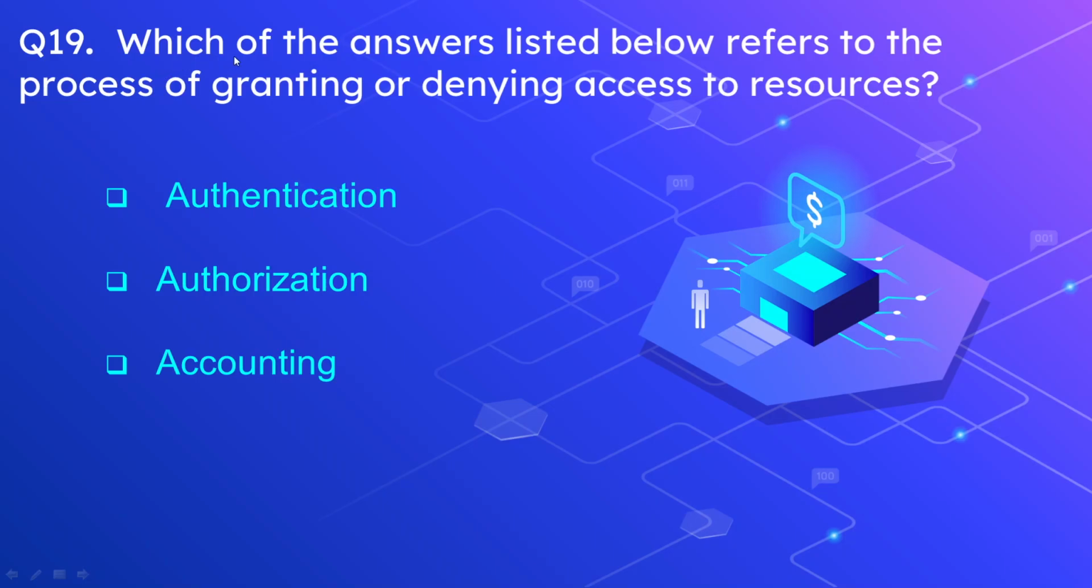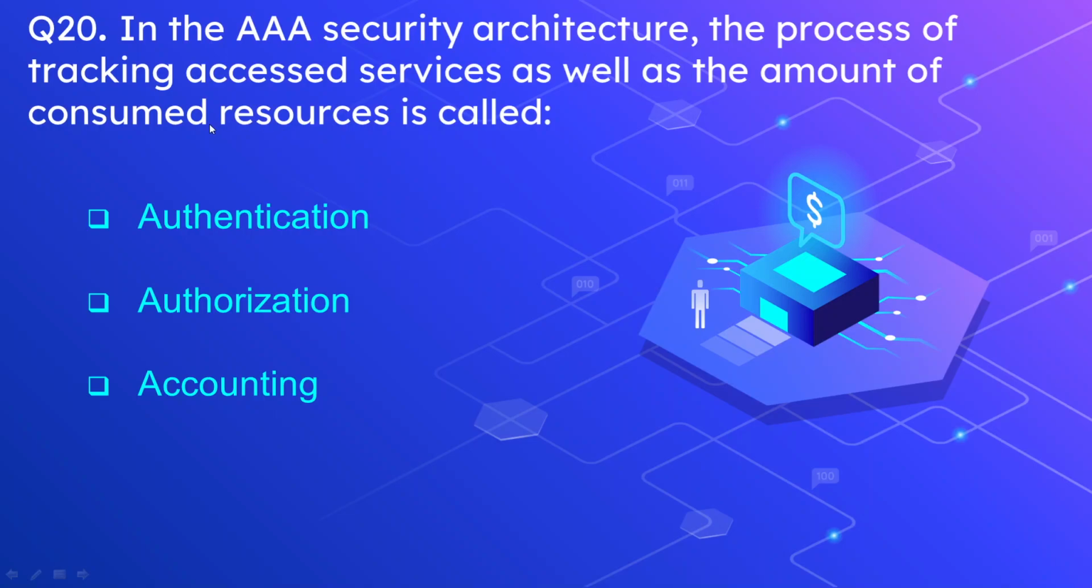Question number 19 is: which of the answers listed below refers to the process of granting or denying access to resources? The options are again authentication, authorization, and accounting, and the correct option is authorization. So after authentication, when a person logs into any application or service, the system grants specific permissions to specific resources, and this part is known as authorization.